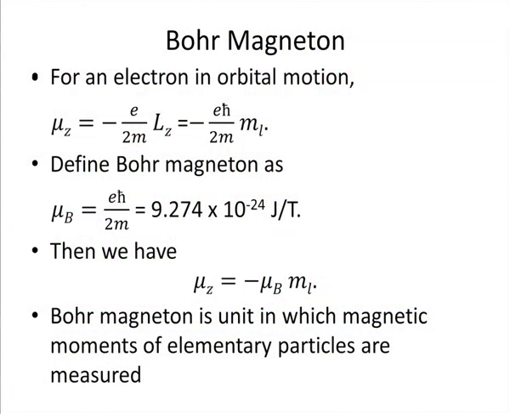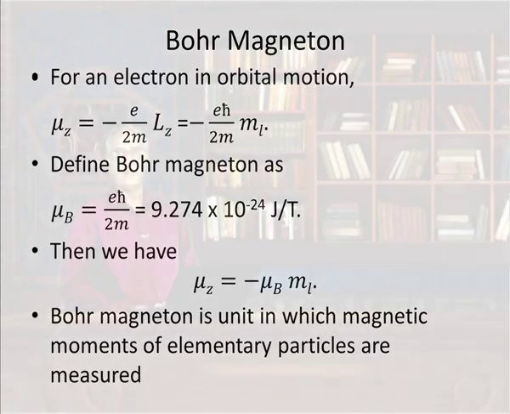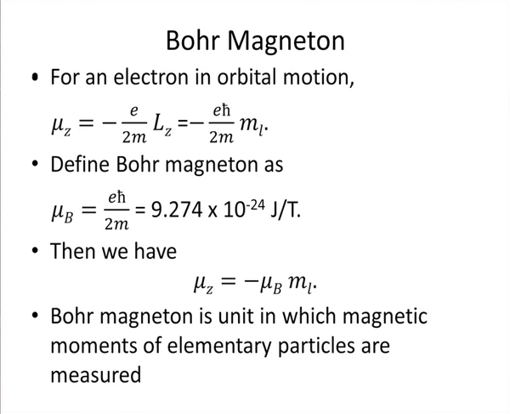Now, Bohr magneton. For an electron in orbital motion, mu z you can very well see is proportional to Lz. I told you that Lz is quantized. So, mu z is proportional to m_l, and then you define Bohr magneton as mu B is equal to e h bar by 2m, and it is 9.274 into 10 to the minus 24 joule per Tesla. So, we have mu z is equal to minus mu B times m_l. Now, you can appreciate the fact that Bohr magneton is a unit in which magnetic moments of elementary particles are measured.